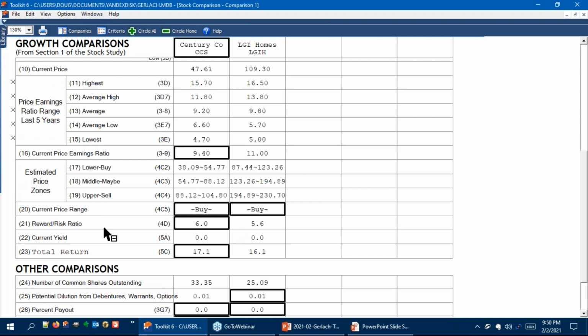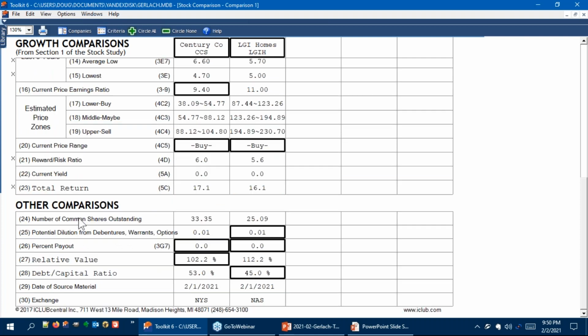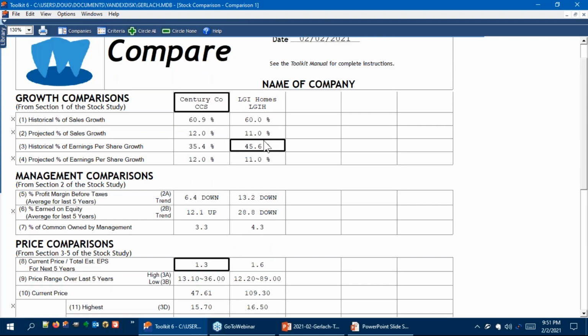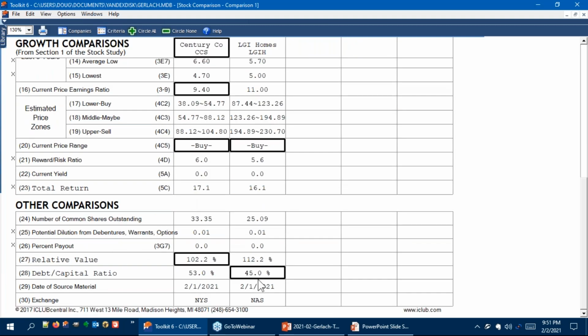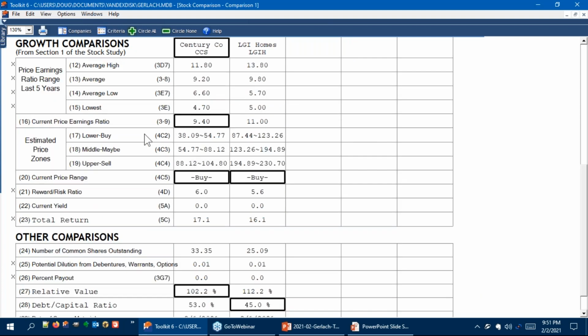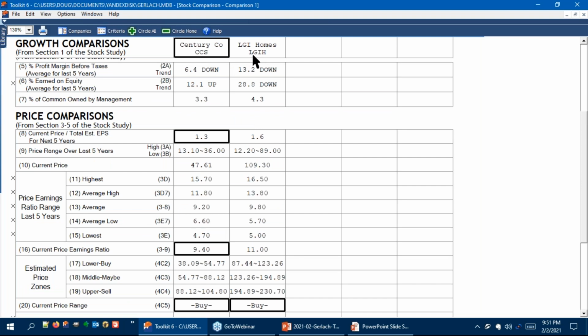The reward to risk ratio, again, very close, maybe a winner, maybe not a winner for a total return as well, because they're so close. Definitely not potential dilution. We don't have to worry about the payout ratio. Relative value certainly wins. Debt to capital, it's close, again, pretty marginal. So kind of depending on your perspective, they both turn out to be very close to a buy. If you are really focused on some of the quality elements, you might put a little more weight on the lower debt and higher margin business, which would tilt it towards LGI Homes.